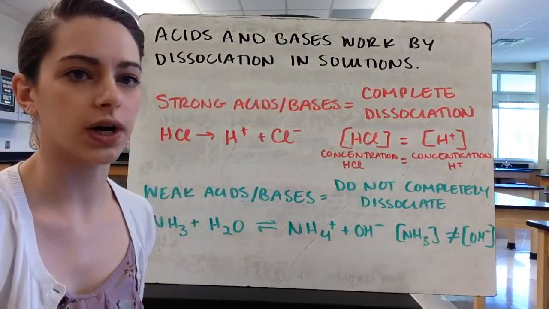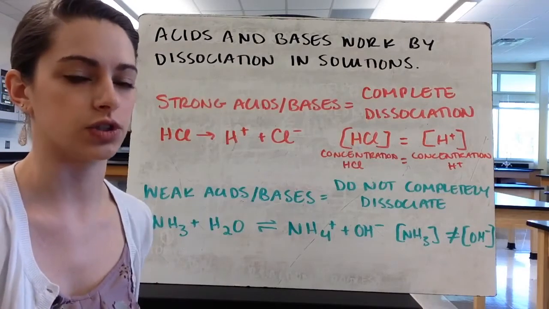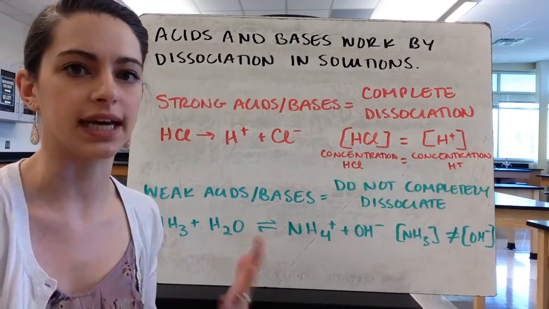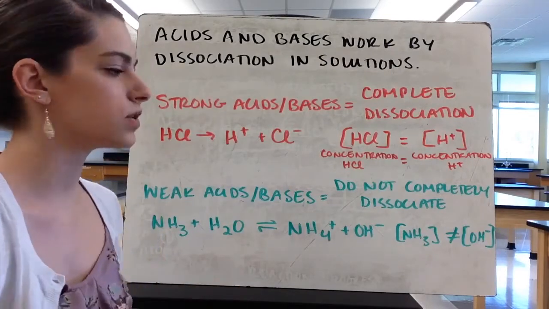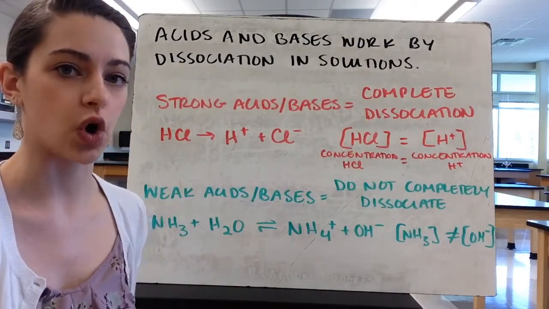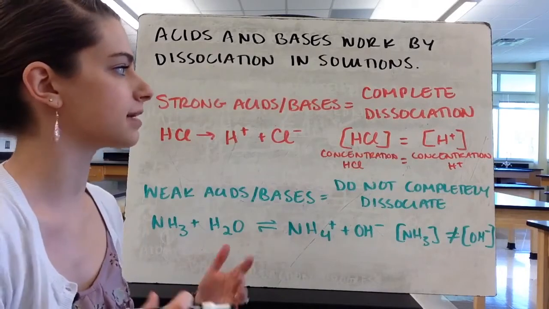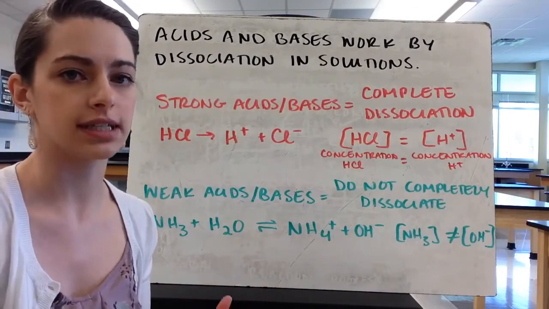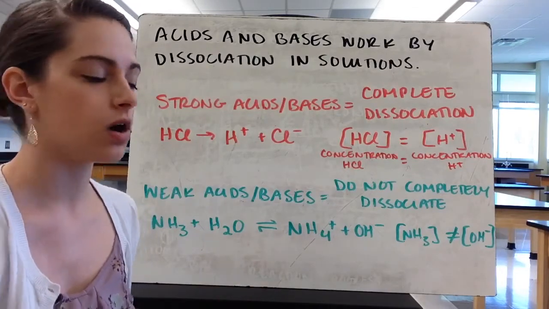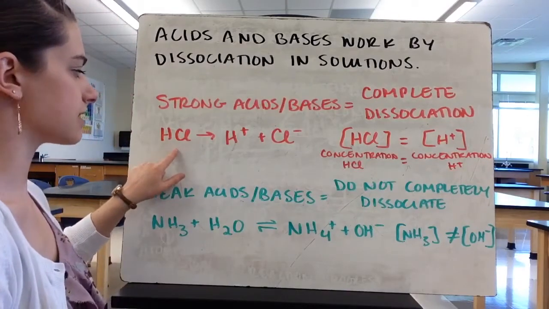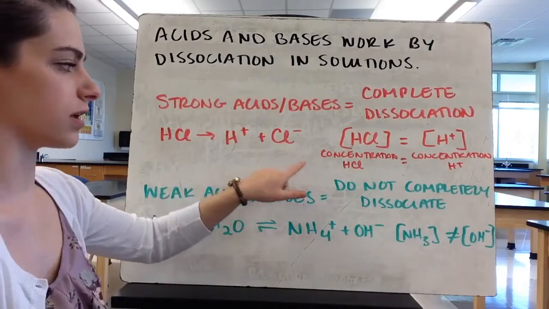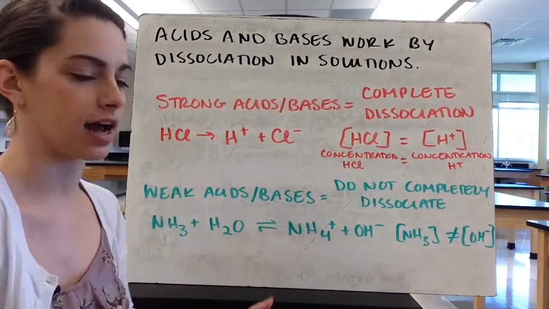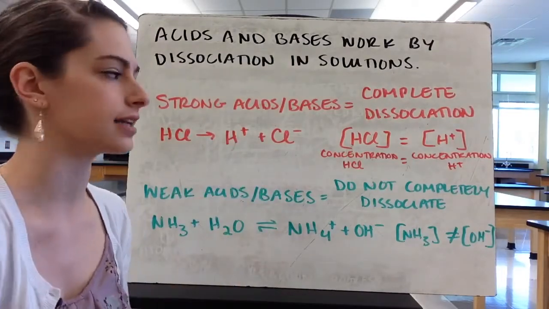Acids and bases work by dissociation in solution. That means they become acids and bases based on how they interact in solution. We have two types of acids and bases. We have strong acids and bases, and that means they completely dissociate, so the compound completely breaks apart. One of our strong acids is hydrochloric acid. It completely breaks apart into its H+ and Cl- ions, its hydrogen and its chlorine ions.